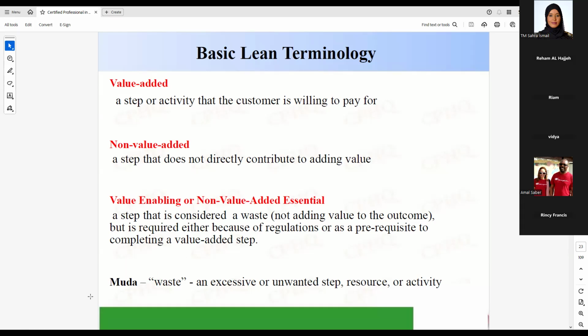MUDA or waste. So again, this could be part of the exam. They will ask you what MUDA is. So MUDA or waste is an excessive or unwanted step, resource, or activity. Anything that's considered excessive, unwanted step, mainly all of your non-value added steps that are not essential to the process are considered waste or MUDA. Clear? Yes. Yes.